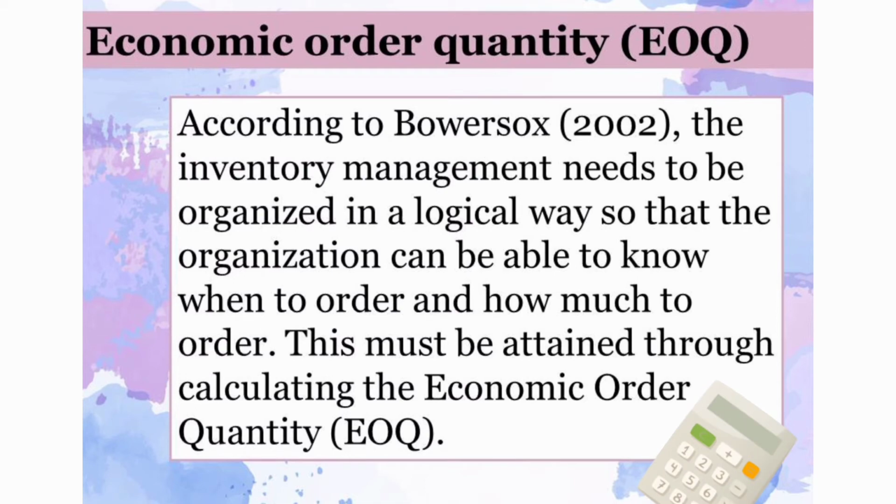The second technique is economic order quantity, EOQ. According to Bowersock 2002, the inventory management needs to be organized in a logical way so that the organization can be able to know where to order and how much to order. This must be attained through calculation of the economic order quantity. Monetary request, amount engaged, correlation to arrange their stock re-establishment on an ideal premise. For instance, the arrangement can be scheduled to happen from month to month, quarterly, half-yearly, or yearly. The EOQ and reorder point are necessary instruments that an association can utilize.